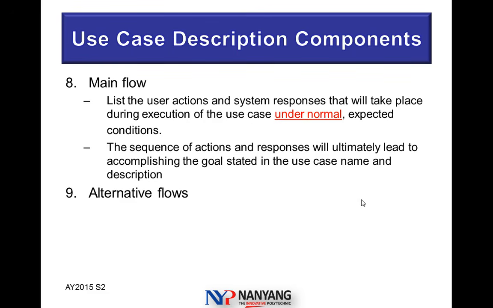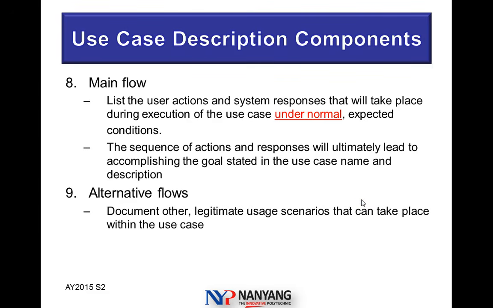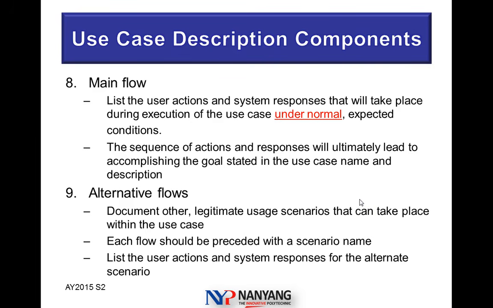Following the main flow are the alternate flows. The alternate flows, as previously stated, are the scenarios. These document other legitimate usage scenarios that can take place within the use case. Each flow should normally be preceded with a scenario name. In each of these alternate flows, you should also list the user actions and the system responses for these alternate scenarios.